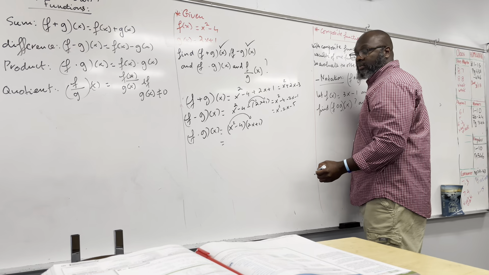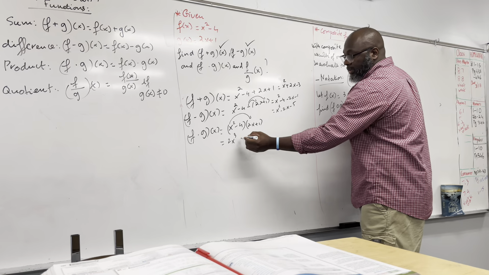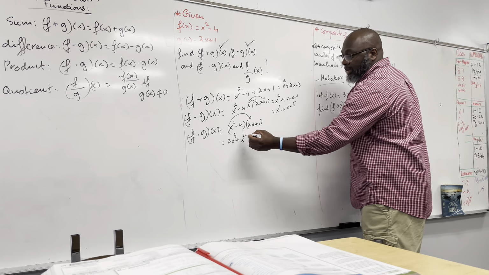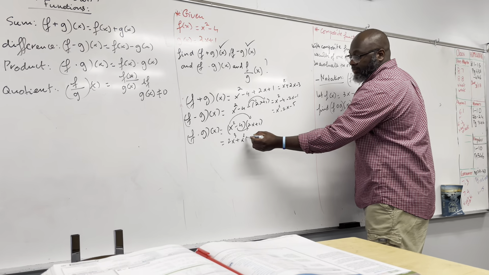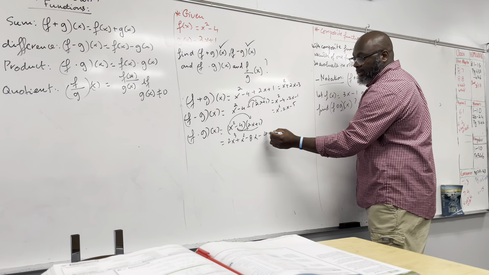2x cubed. That will be 2x cubed, right? And x squared times 1 that will be x squared. Then we have negative 4 times 2x, minus 8x, and then negative 4 times 1, minus 4.